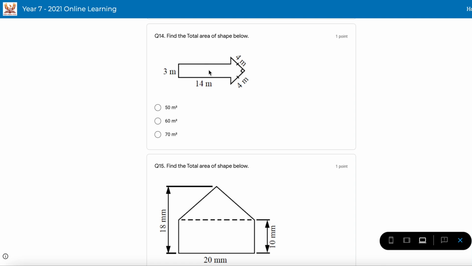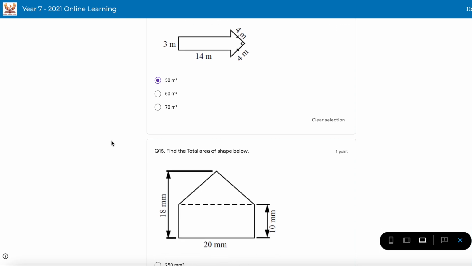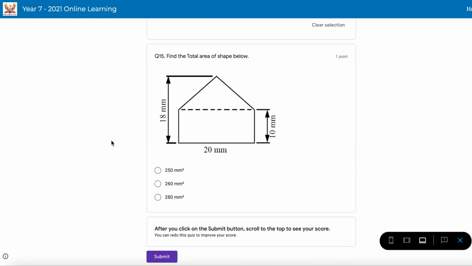And our area for the rectangle over here, that's just going to be 3 times 14, length times width. So that's 42 square meters. So our total area of the shape is just going to be 8 plus 42, which is 50. And our unit is square meters.